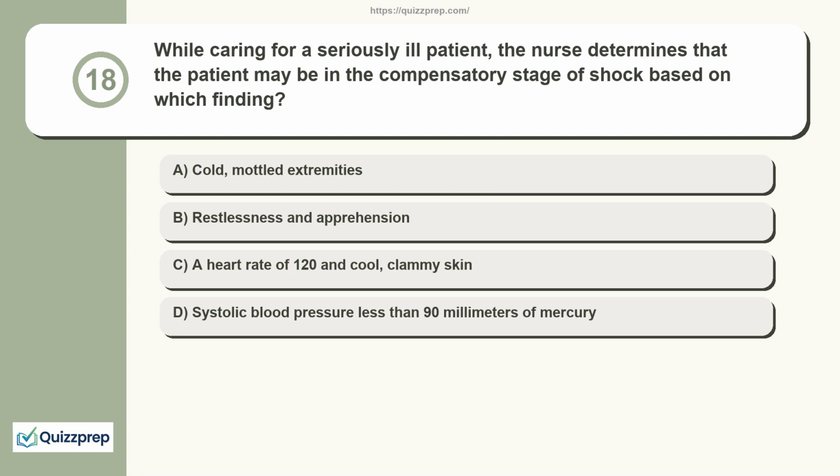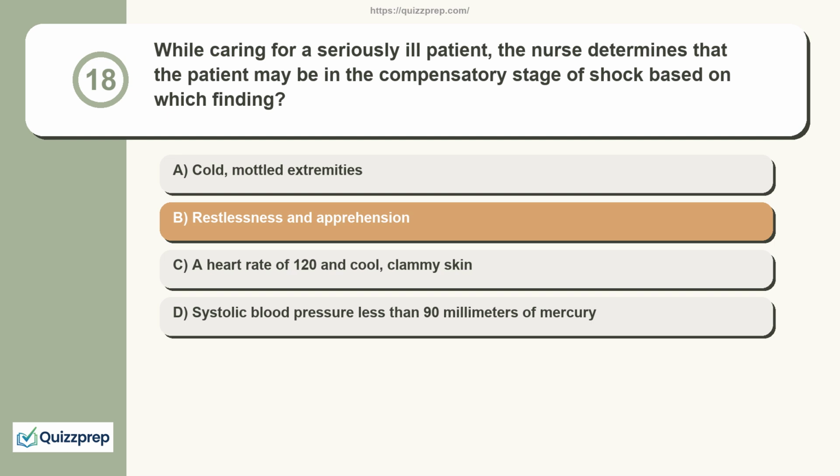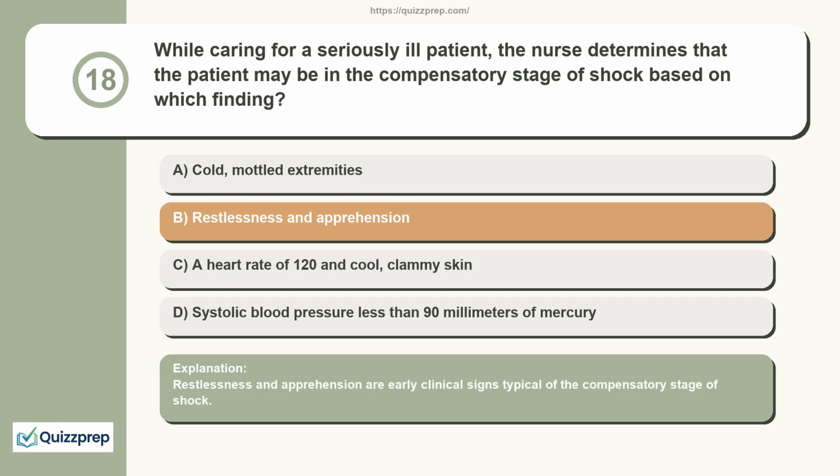Question 18. While caring for a seriously ill patient, the nurse determines that the patient may be in the compensatory stage of shock based on which finding? Cold, mottled extremities, restlessness and apprehension, a heart rate of 120 and cool, clammy skin, systolic blood pressure less than 90 millimeters of mercury. Restlessness and apprehension are early clinical signs typical of the compensatory stage of shock.